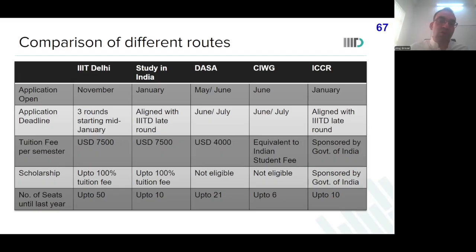CIWG students are also admitted through the DASA process. The recommended fee for the CIWG students is the higher of whatever the recommendation is from the central government institutes, or the fee of the institute. So for us, our Indian student fee is higher than the CIWG fee. So the CIWG students pay the fee equivalent to Indian student fees.